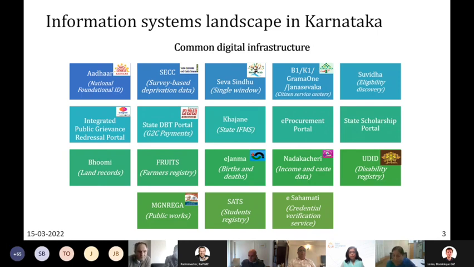With Bangalore being the Silicon Valley of India, Karnataka is also blessed to have a large landscape of information systems. Several common digital infrastructure facilities are available at the national level, the Aadhaar and the SECC, which is a survey-based deprivation data. Within the state, we have Fruits, which is the farmer registry, which runs on Bhumi, that is the digitized land record system. Several other systems like the DBT portal for payments, procurement portal, scholarship portal, disability registry, civil birth registry, etc. are available. Next slide, please.